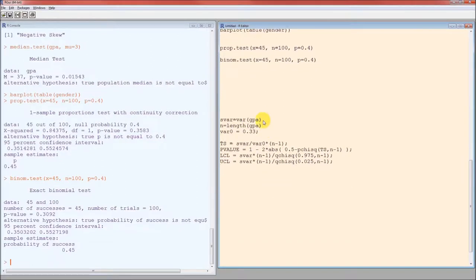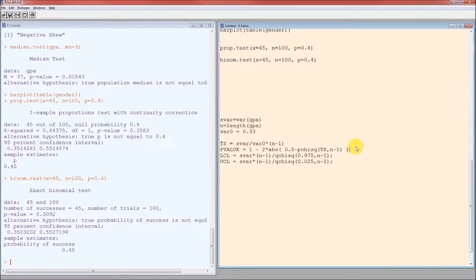We're going to define the variable SVAR to be the variance of the GPA, the sample variance. We're going to define the variable little n to be the sample size. We're going to define the variable var0 to be our hypothesized variance of the population. So we're hypothesizing that the population variance is 0.33. We calculate the test statistic, and this formula is in the book. Sample variance divided by hypothesized variance times the degrees of freedom. Degrees of freedom will be n minus 1.